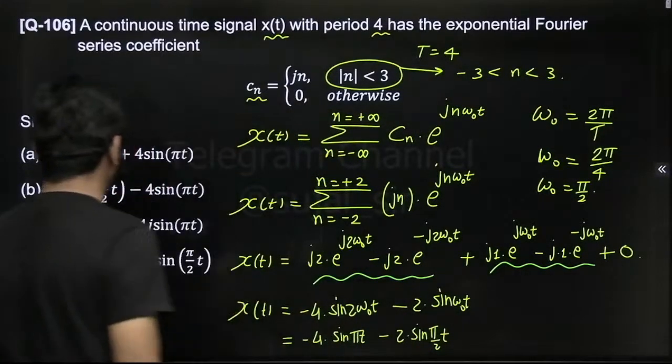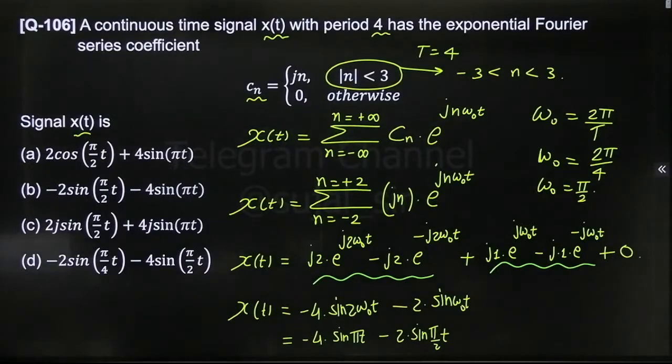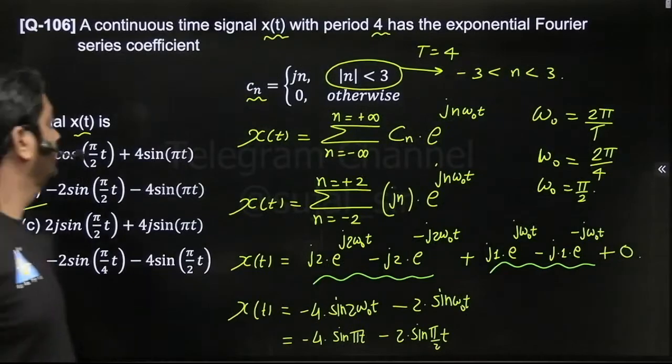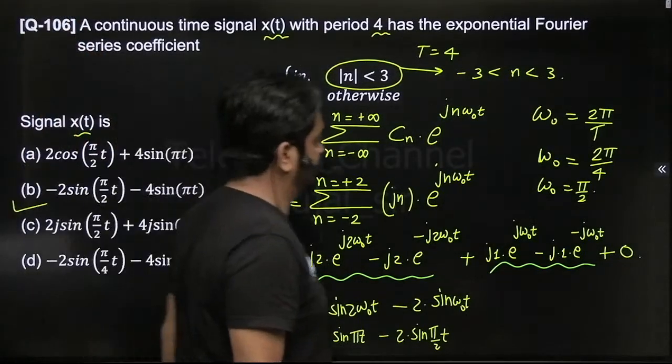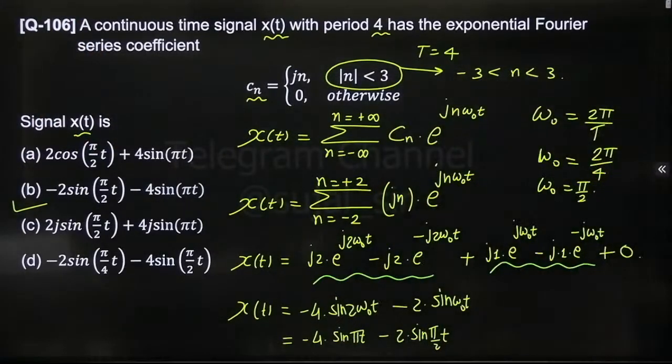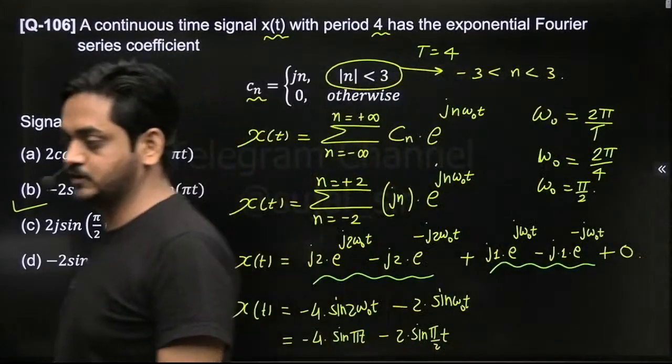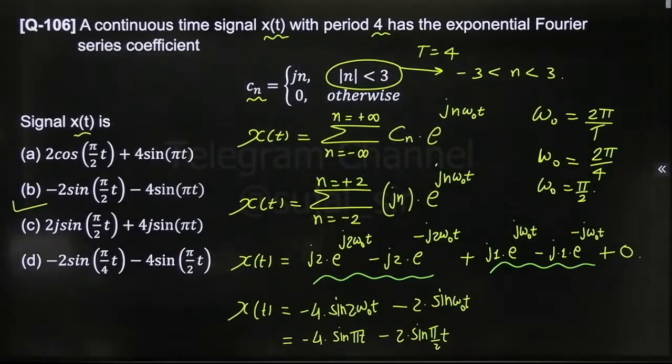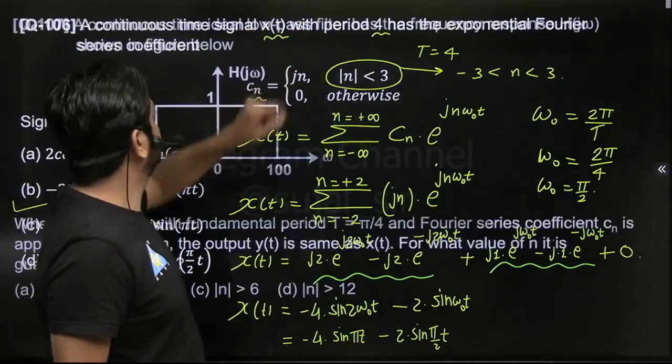So which option should be the right answer? Minus 2 sine pi by 2 t minus 4 sine pi t. Option B here. Option B should be the correct answer of this question. Option B, guys. Here the right answer is option B. Option B is the right answer of this question. So this is question number 106. Okay. Next question.